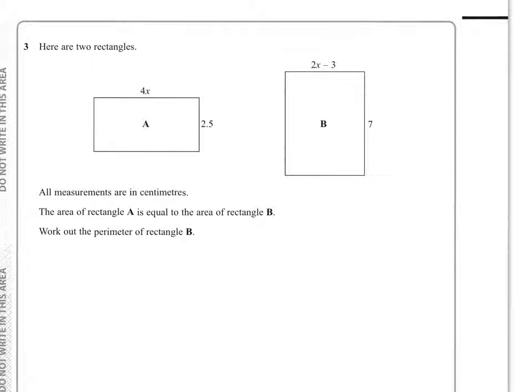Question 3. There's two rectangles shown and it says all measurements are in centimetres, and it says the area of rectangle A is equal to the area of rectangle B. Work out the perimeter of rectangle B. So the area of the first rectangle is just going to be 4x times 2.5, which is just going to be 10x centimetre squared. And the area of the second rectangle is just going to be 7 lots of 2x minus 3.